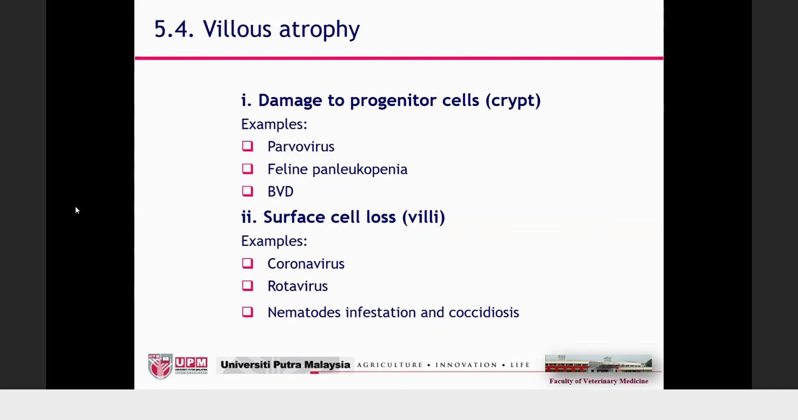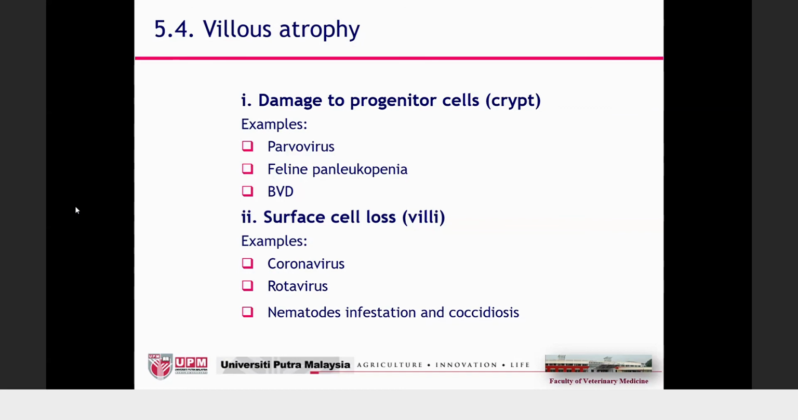Okay, quite clear. So more importantly for you to remember is what agent can cause damage to the crypts and what agent's target site is only the villi. So I give you an example there. Parvovirus, hemorrhagic enteritis, feline leukemia, hemorrhagic enteritis, the damage actually occurs at the crypts, as well as bovine viral diarrhea.